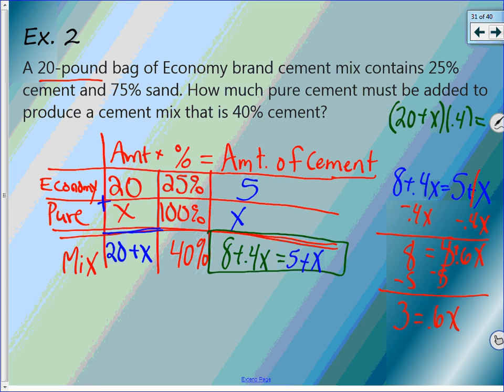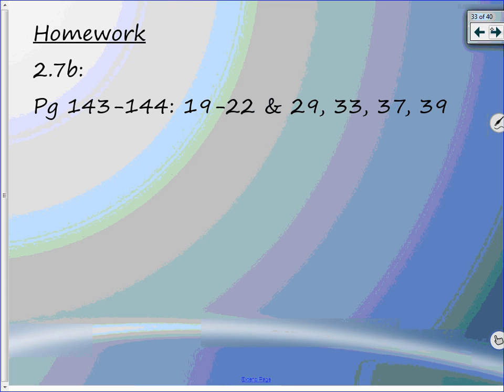because you're using this formula, amount times percent, but going down the table, you add. And it looks like it's going to be 5 pounds. There you go.